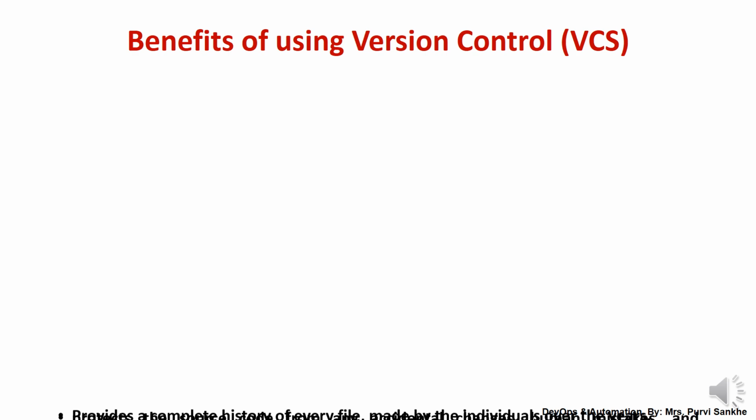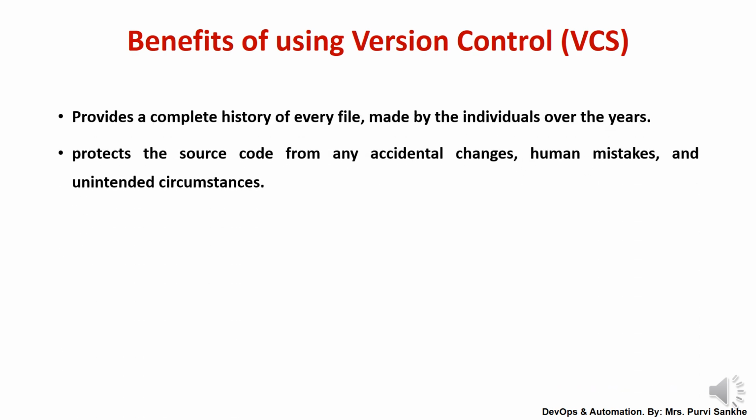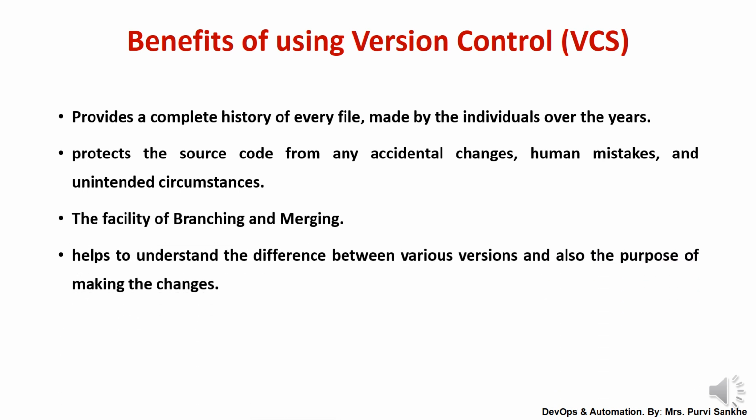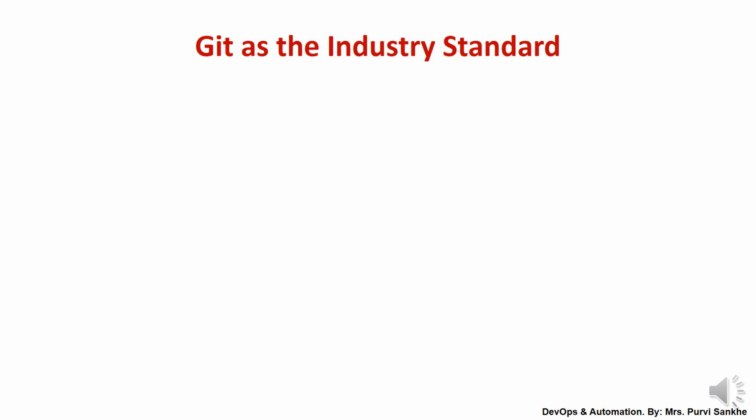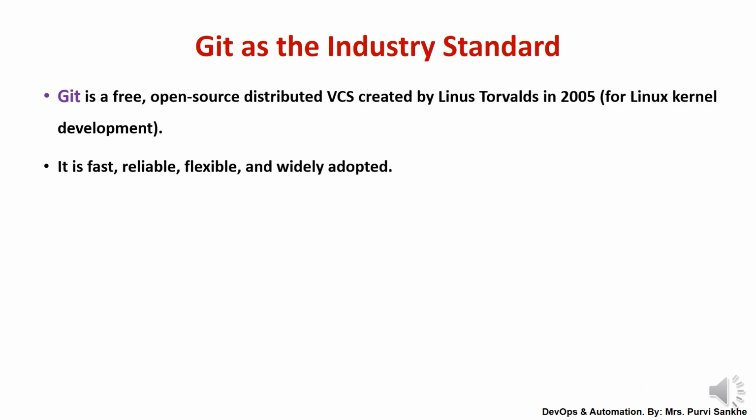So the benefits of using version control are that it provides a complete history of every file made by the individual over the years. It protects the source code from accidental changes, human mistakes, and unintended circumstances. It also helps in branching and merging, helps to understand the difference between various versions and also the purpose of making the changes to the file. It's beneficial in the case of large distributed teams, and it ensures developers and operations teams are in the source control.